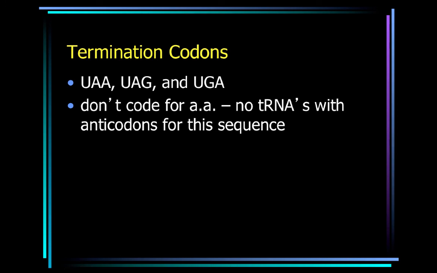Our termination codons are going to be one of three: UAA, UAG, and UGA, and these don't code for an amino acid. There is no transfer RNA that has an anticodon sequence for these three termination codes. So if the transfer RNA is going along and reads one of those, it's not going to bring in an amino acid. It's just going to stop the translation process.